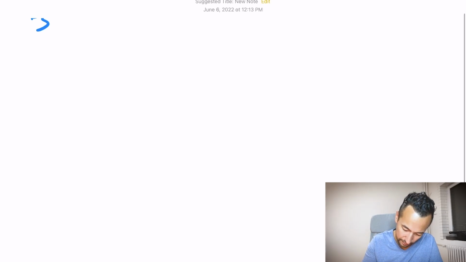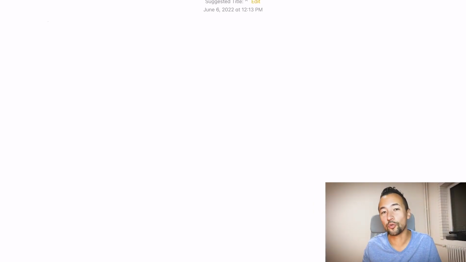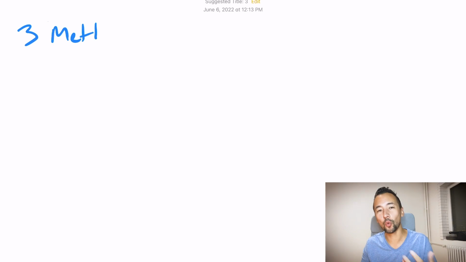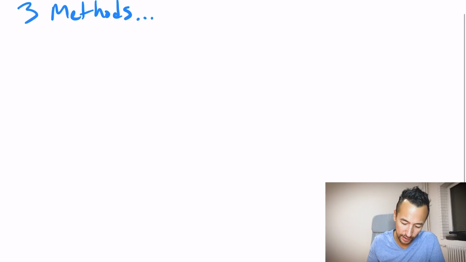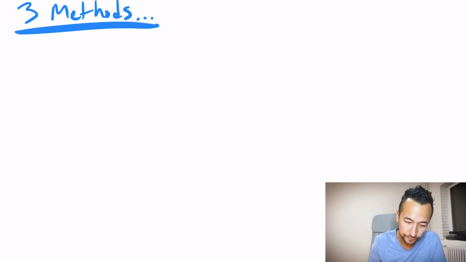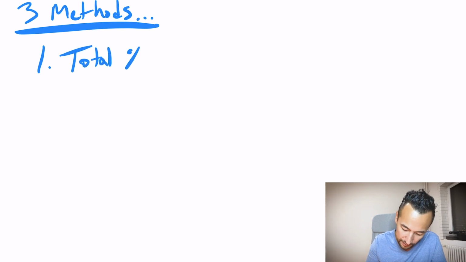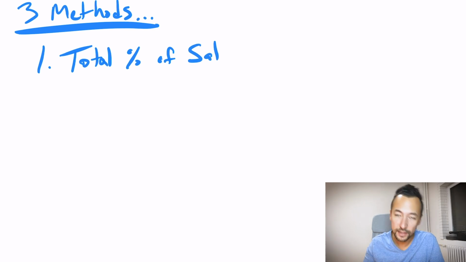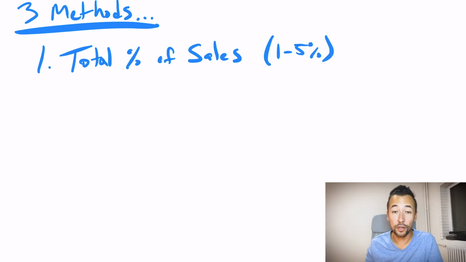The next thing I want to talk about is sort of the three methods. Okay, there we go. So three methods to sort of track your performance, right? How do you work with a client, and how does everyone in the relationship know what you did? Okay, so there's three ways we could think about it. One is sort of total percentage of sales. Okay, and in this case, you might be looking at like 1 to 5% of all sales.